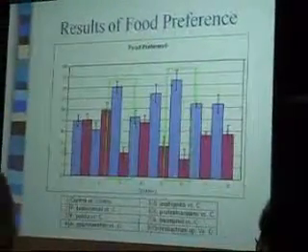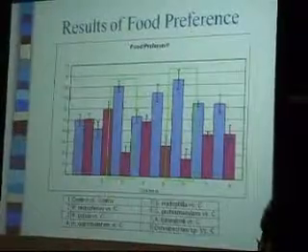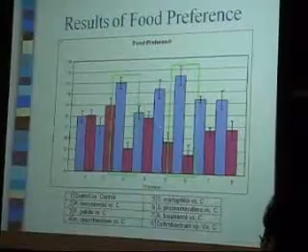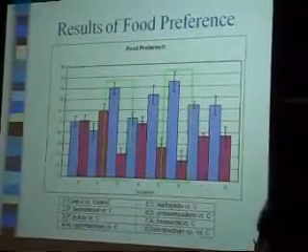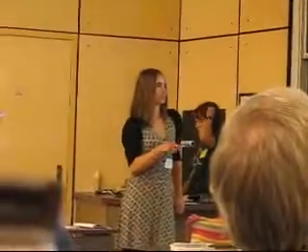Okay, and 3 and 6, these were our potential pathogenic bacteria. And what we could see here is that they actually preferred the potential pathogenic bacteria instead of the control, which was very interesting to see.